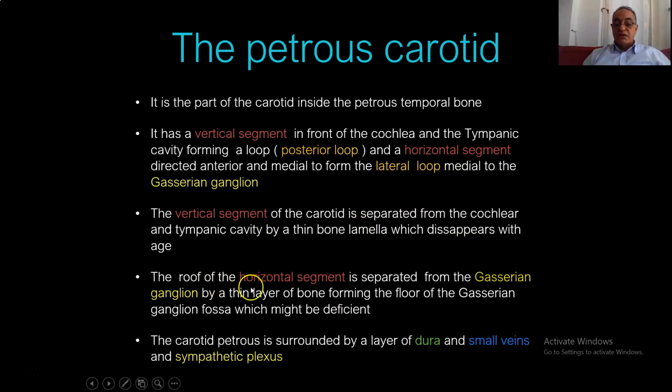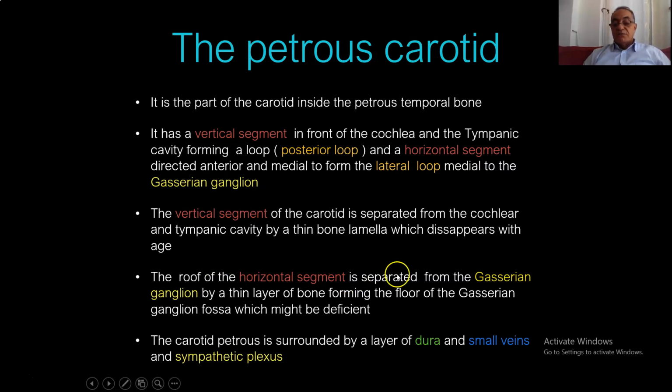How? Because the carotid petrous is surrounded by a layer of dura or sheath and small veins which reduce the power of the carotid pulsations to protect the cochlea and the tympanic cavity from hearing the carotid. So there is a layer of dura or a sheath around the carotid surrounded by small veins which absorb the carotid pulsations not to reach the cochlea or the tympanic cavity. This is the vertical segment. The roof of the horizontal segment, as we said, makes the posterior loop.